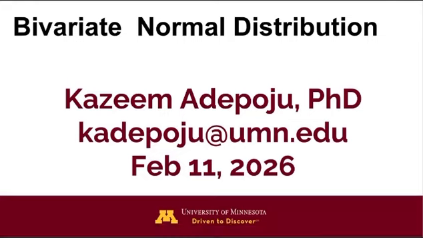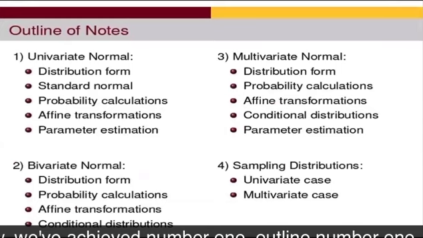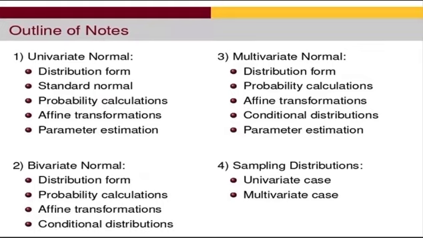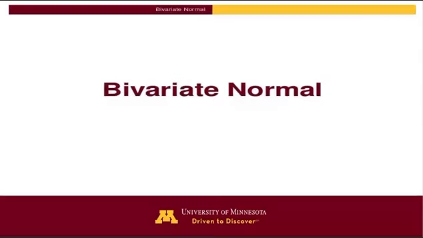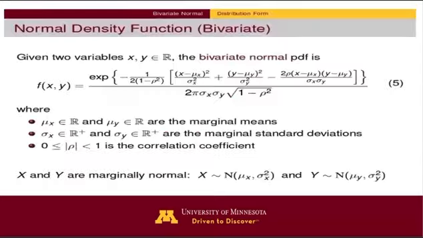So I want to welcome you to the bivariate normal distribution. We have two variables that vary together, and we investigate the probability distribution if it follows normal. Now, we've achieved outline number one. We are now on outline number two. Let's get started with the bivariate normal. We're going to extend the normal distribution to accommodate two variables. Take a look at this. Equation 5. That's a bivariate normal distribution.